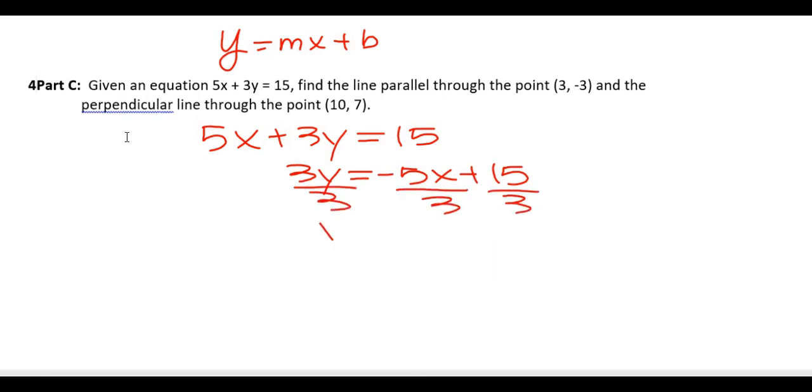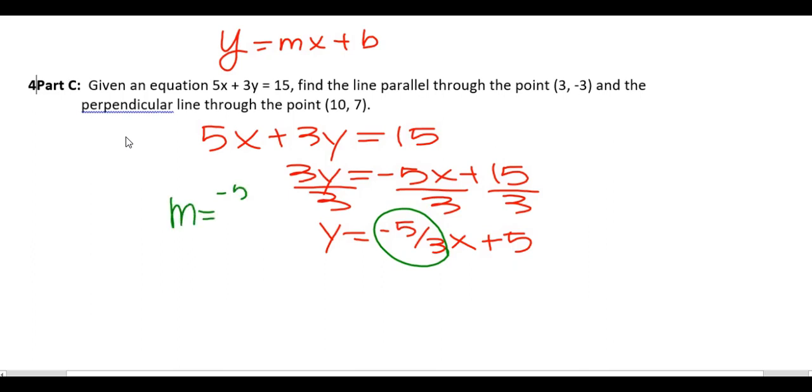So that gives me y equals negative 5 thirds x plus 5. Now the number that we're really interested in here is this m right here, because that is what enables me to know what the slope is of this line. So m is equal to negative 5 thirds. So we're going to use that to find the parallel line through the given point.